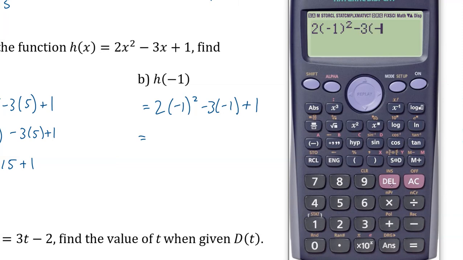Whoops. Negative 1 plus 1. So it should work out to 6. Negative 3 times 1 is 3. Looks like 6 to me.